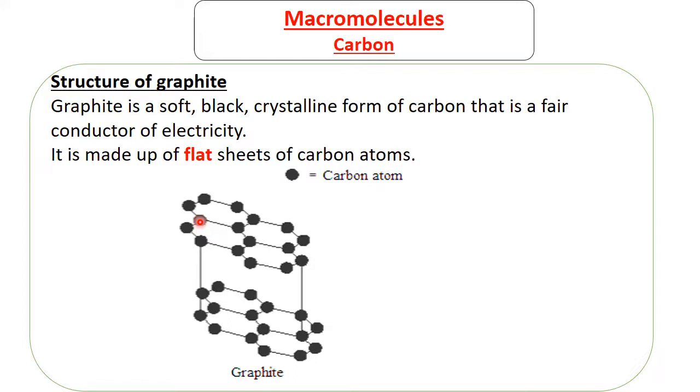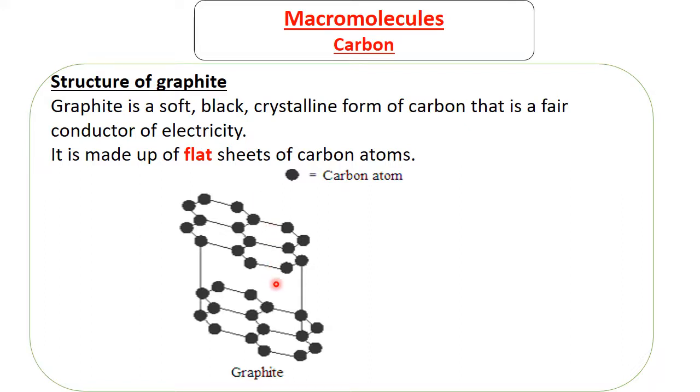Where is the 1 electron going to be? It's going to be delocalized. It will be moving about since it is not bonding to anything. So all these are going to have 1 electron which is delocalized. Remember, just like in metallic bonds, delocalized electrons are responsible for conduction of electricity. So these delocalized electrons are going to be able to conduct electricity, giving graphite this property here, fair conductor of electricity.